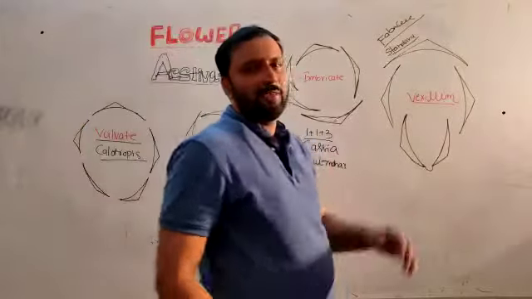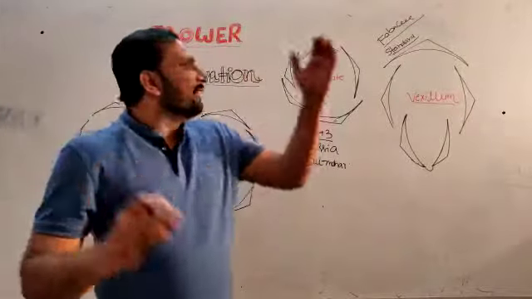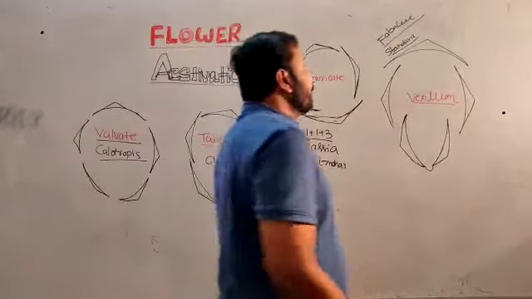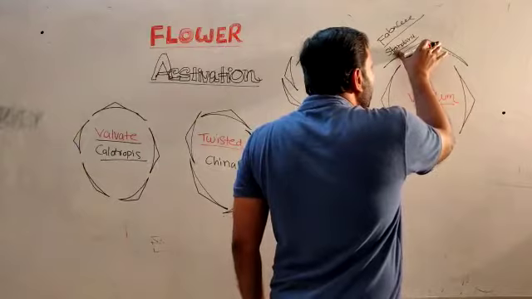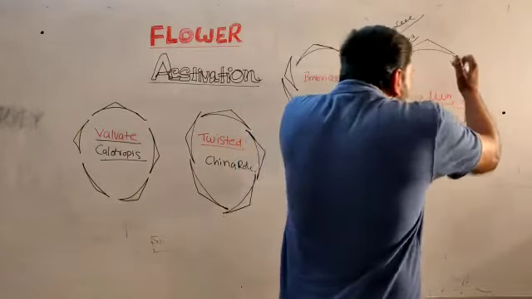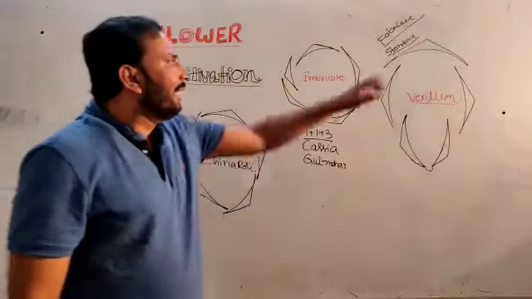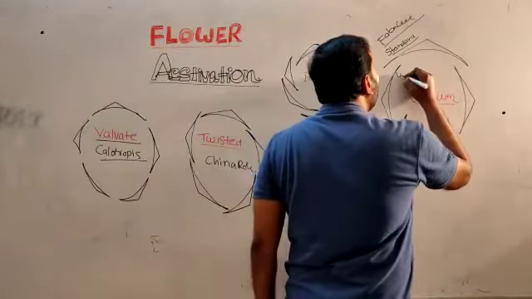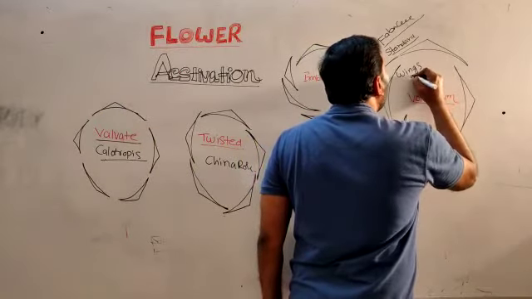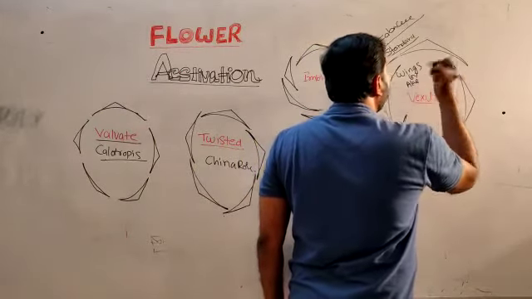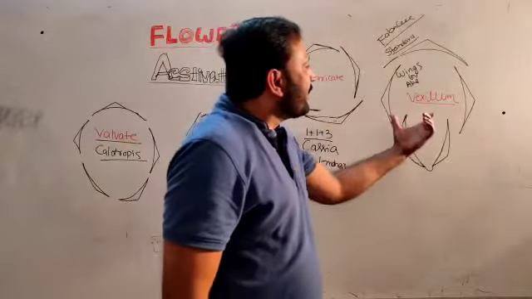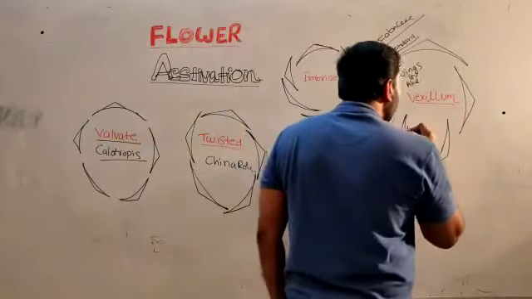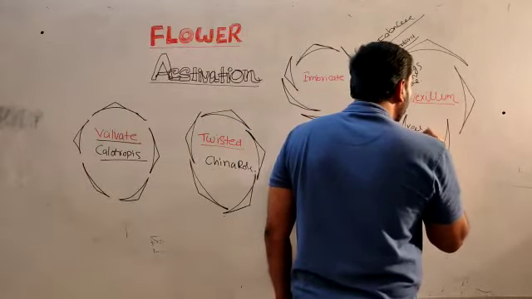There the standard petal, which is the largest, attracts the insects. This standard petal overlaps the next two petals. Those two petals are called wings or alae. Then these two petals overlap the next two petals. Those two petals are the keel or carina.